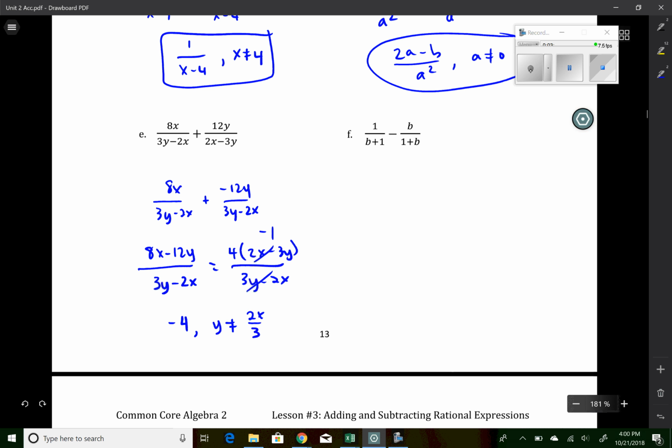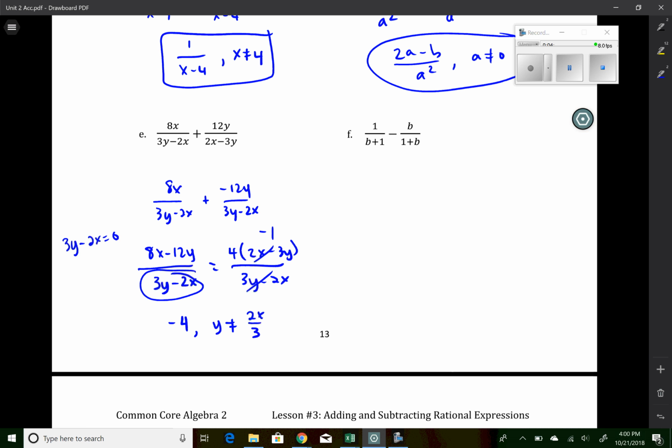2x over 3. Where am I getting 2x over 3? I'm taking this denominator and setting it equal to 0, and solving for y. If you solve for x, it's going to be a different fraction, but it totally works too, right? It really doesn't matter either way. I just chose to solve for y because I thought it'd be a little bit easier.